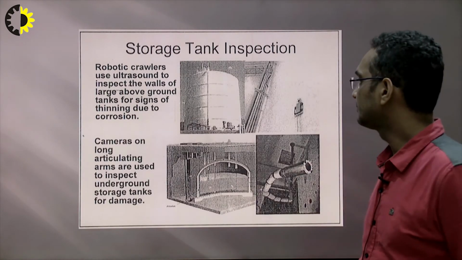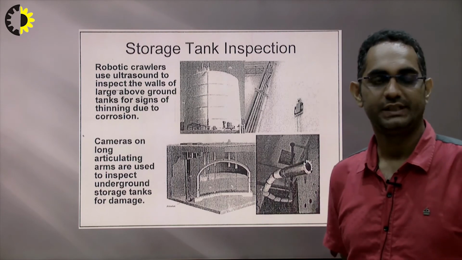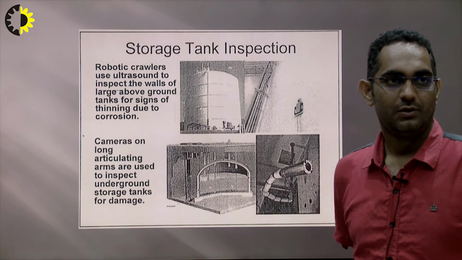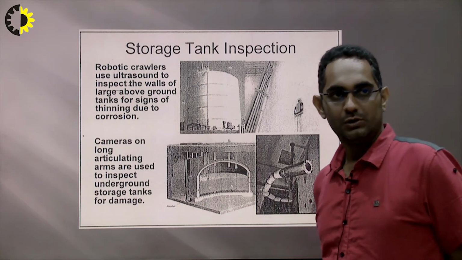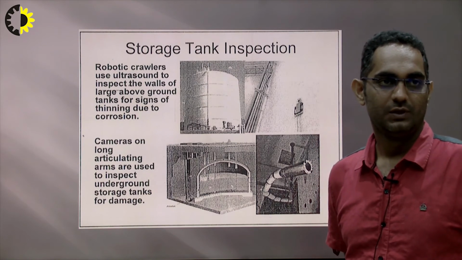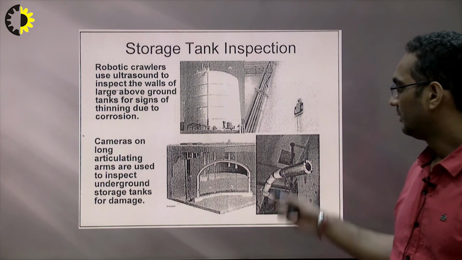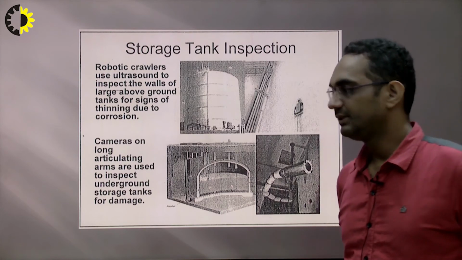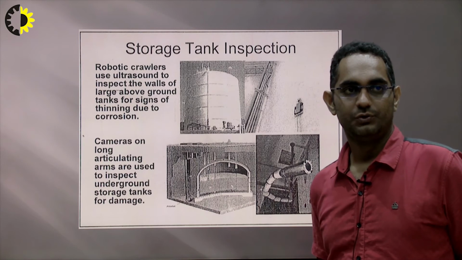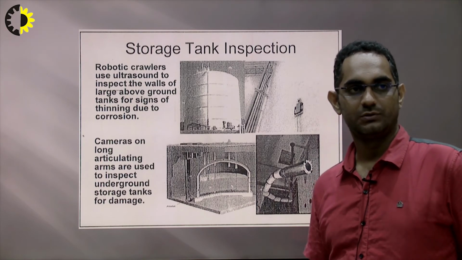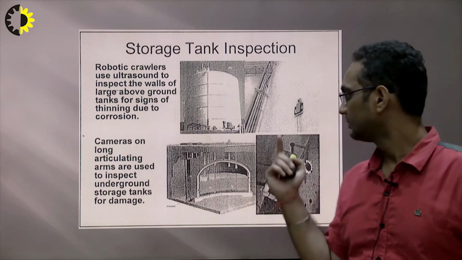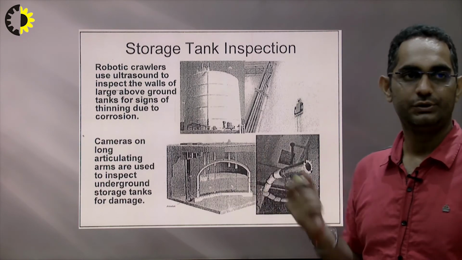Then next is storage tank inspection. Robotic crawlers use ultrasound to inspect the walls of large above-ground tanks for signs of thinning due to corrosion. This is the thinning of the wall due to corrosion.